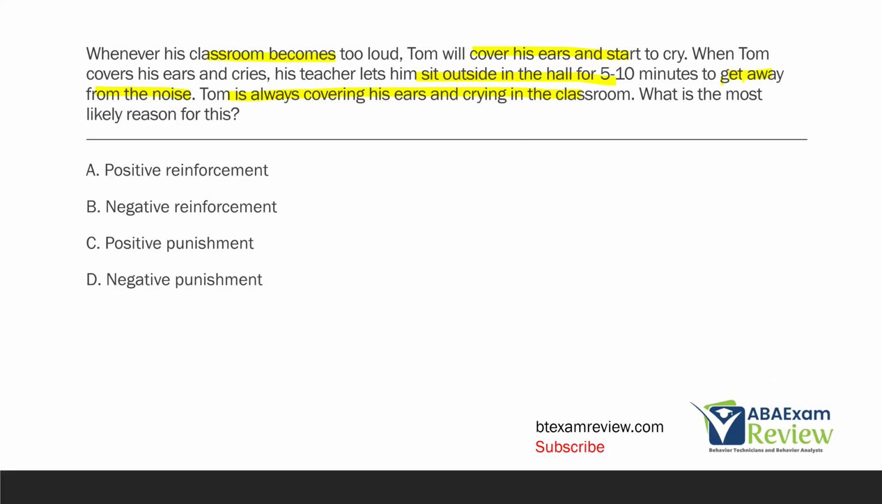Because he is getting away, he's escaping the situation, he's escaping the noise. Something is being removed from the situation. So we're looking at B, negative reinforcement. We know it's not C and D because we know it's not punishing. Why? How do we know it's not punishing? Well, because Tom is still covering his ears and crying. And so if his behavior isn't decreasing, we know the consequence cannot be punishing.